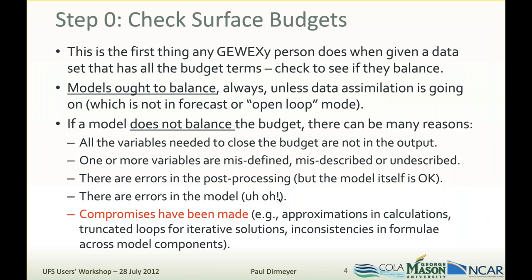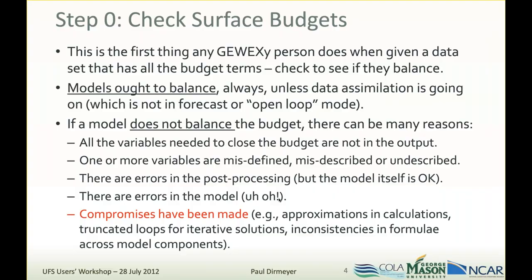There could be errors in the model, and the red print here is foreshadowing. Compromises have been made somewhere, such that there is a lack of consistency in calculations in different parts of the modeling scheme: approximations, truncated loops, iterative solutions and so forth.